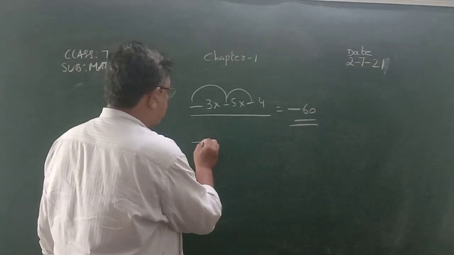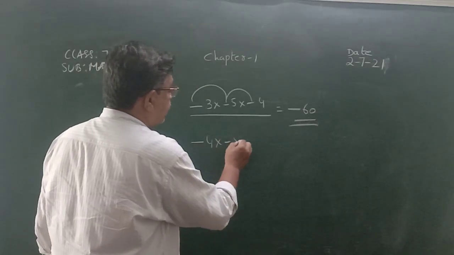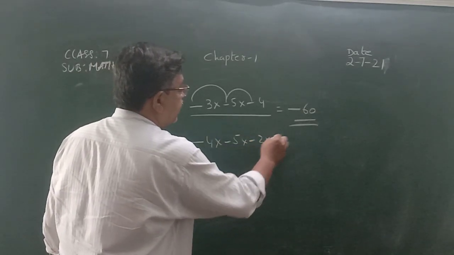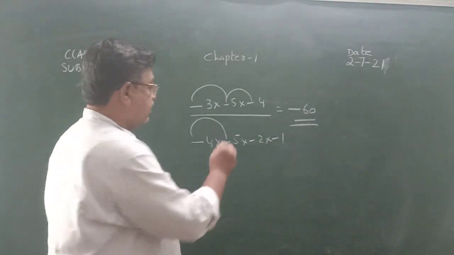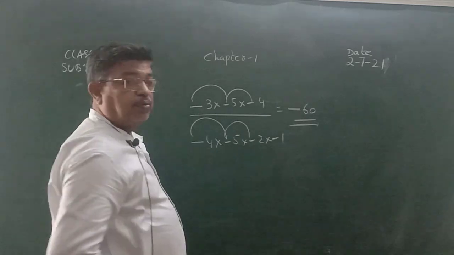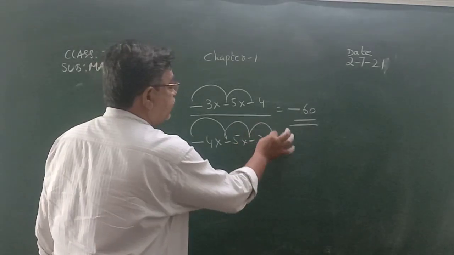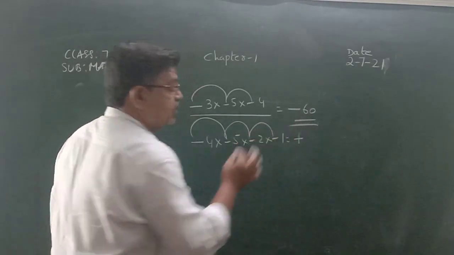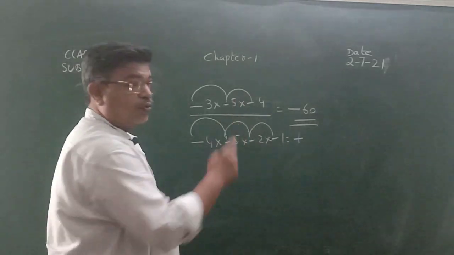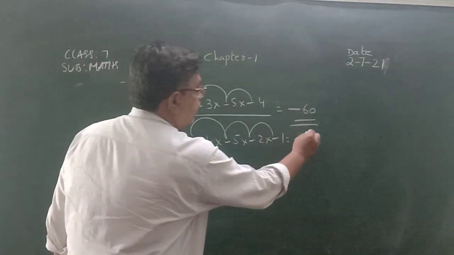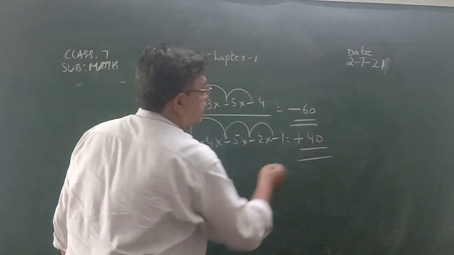I take now 4 integers. Minus 4 into minus 5 into minus 2 into minus 1. Minus into minus, plus. Plus into minus, minus. And minus into minus, plus. So the product is plus. 4 into 5, 20. 20 into 2, 40. 40 into 1, 40. So the product is positive.